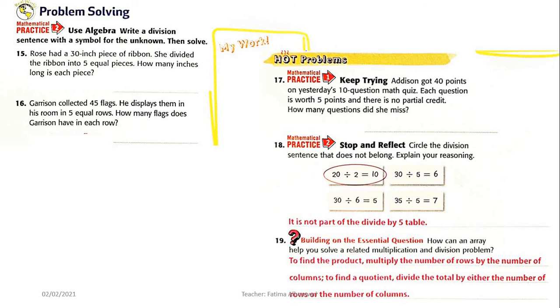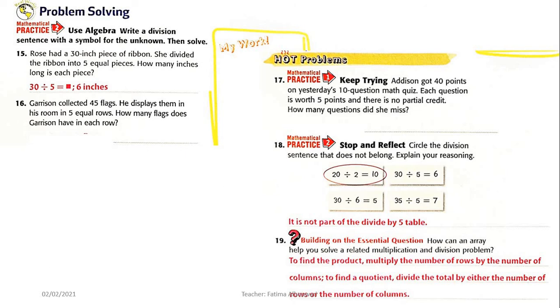You know the total and you know that you have 5 groups or 5 equal pieces. So we have to use division. We have to divide 30 by 5, and you can use any one of strategies that you have learned before. So 30 divided by 5 equals 6. So the length of each piece is 6 inches.